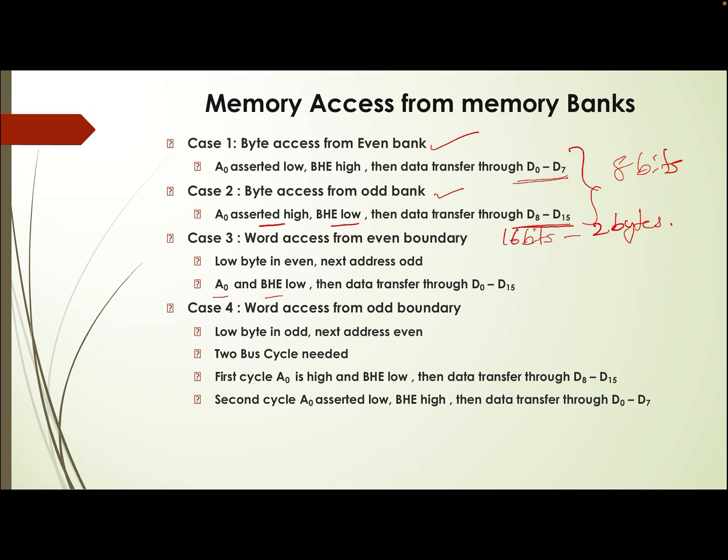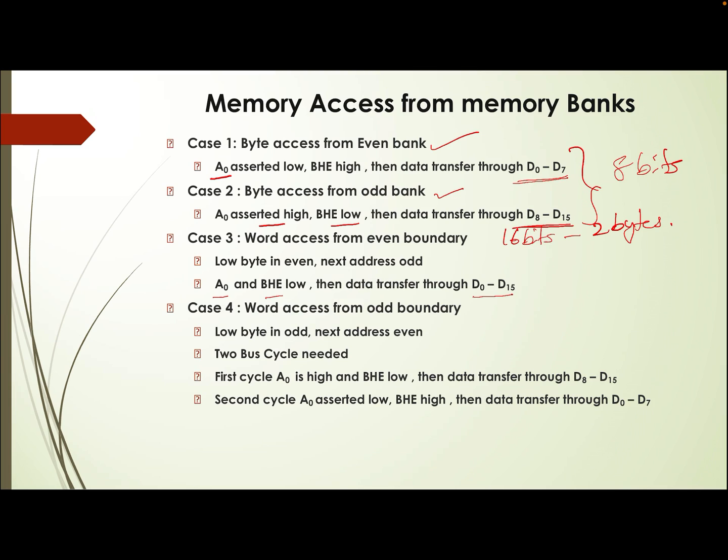So for this we make A0 and BHE both low, meaning both the banks are selected. In the earlier cases, A0 is low and BHE is high for the even bank, and A0 is high and BHE is low for the odd bank. So in both of those cases, we need only one bank at a time. But here we need both banks, so both A0 and BHE are made low.